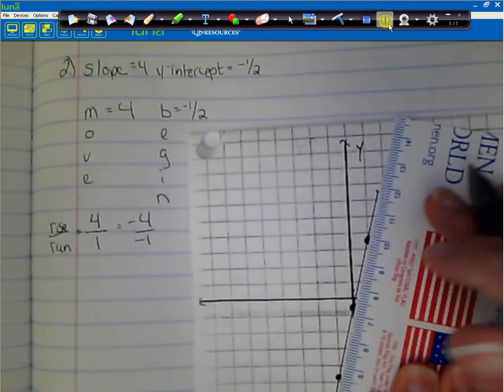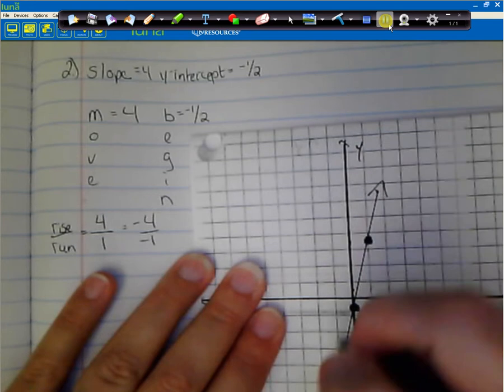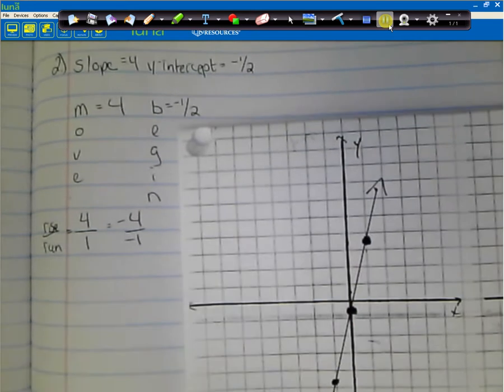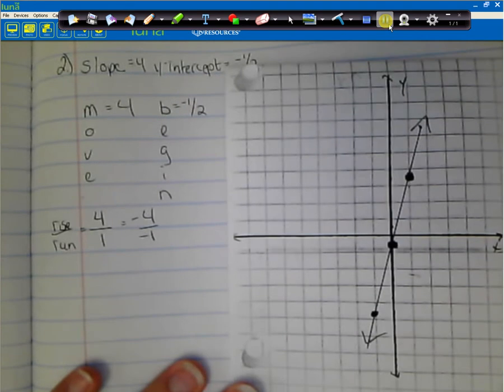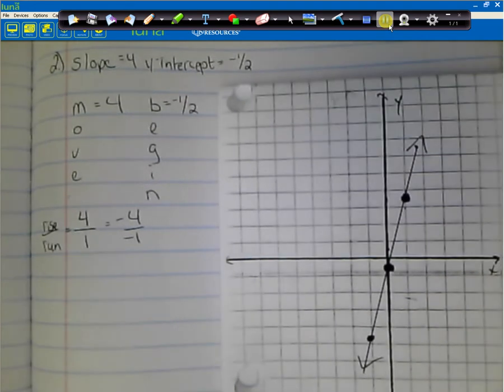I'm going to draw my line. I'm going to have arrows at both ends of that line. Move this over so you can see the entire graph. There you go. Please make sure you have all that written before you move on.